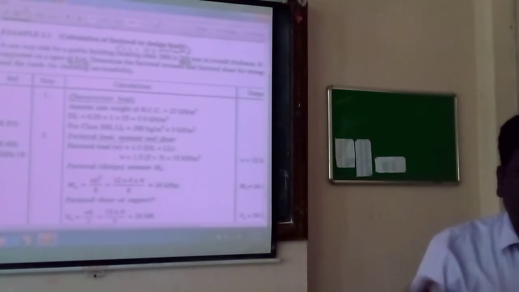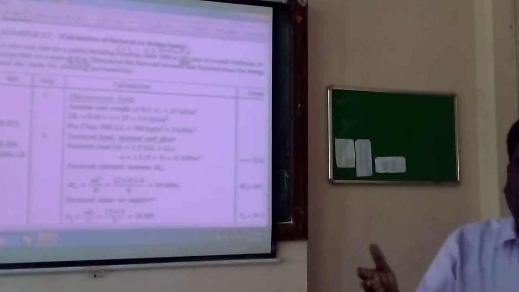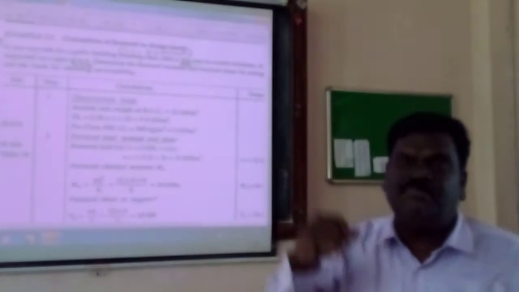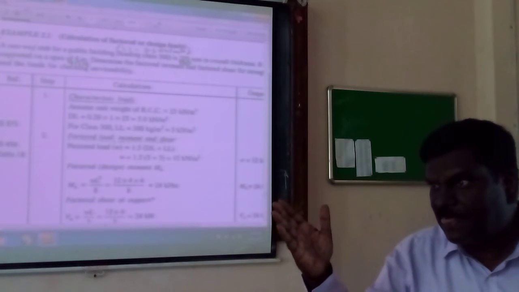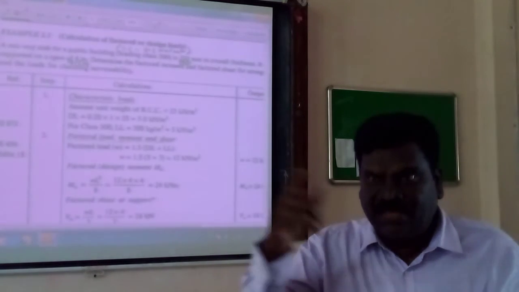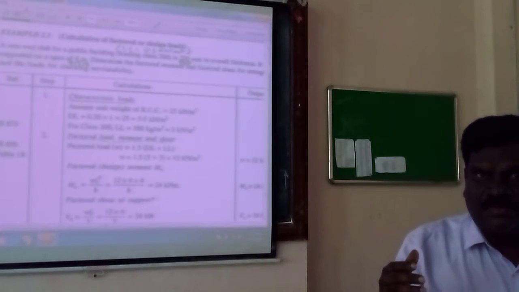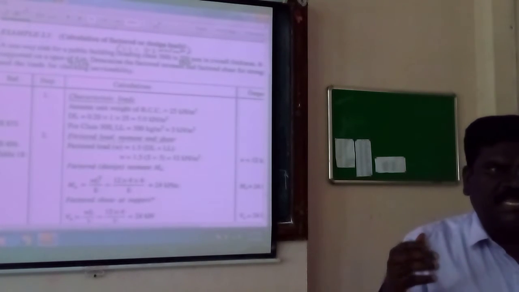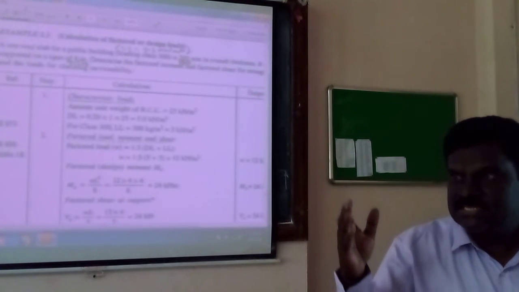Within bracket design shear. Okay, without design we are taking it. Again, in a simply supported beam, where do you get maximum shear force? Tell me. In a simply supported beam, shear force will be maximum at a support.